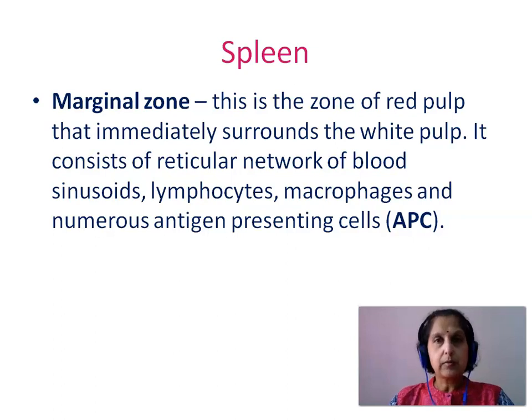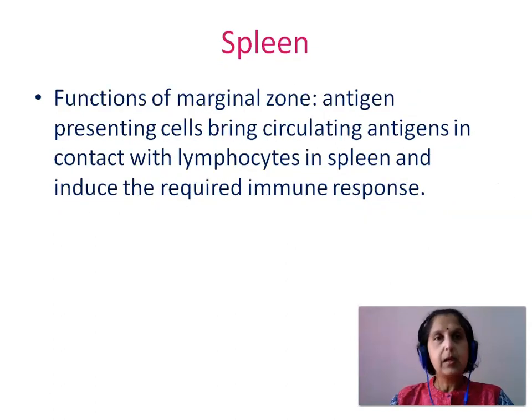Marginal zone. This is a zone of red pulp that immediately surrounds the white pulp. It consists of reticular network of blood sinusoids, lymphocytes, macrophages, and numerous antigen-presenting cells. Functions of the marginal zone. Antigen-presenting cells bring the circulating antigens in contact with the lymphocytes in the spleen and induce the required immune response.